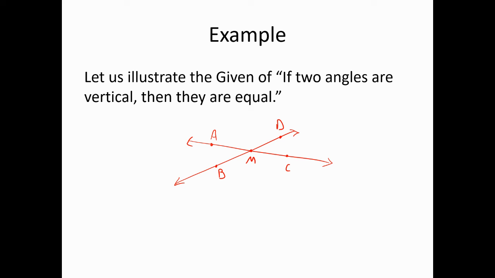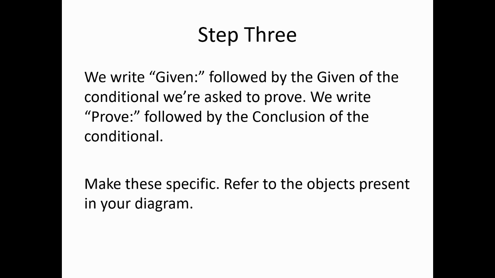So notice what we've done. We have produced a specific instance of what this theorem says. Okay, and then when we actually give the proof, as we'll see tomorrow, really, or in the next section, we'll talk about this specific diagram. Okay, and then step 3, as I said before, was the word given, followed by the given of the conditional that we're asked to prove, as it specifically refers to the diagram that has been produced.